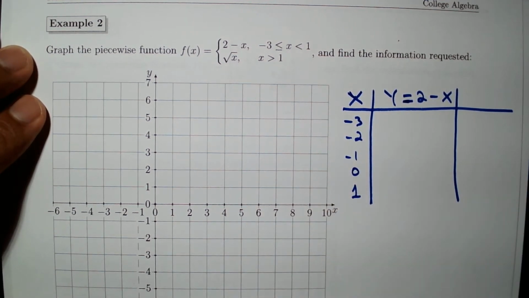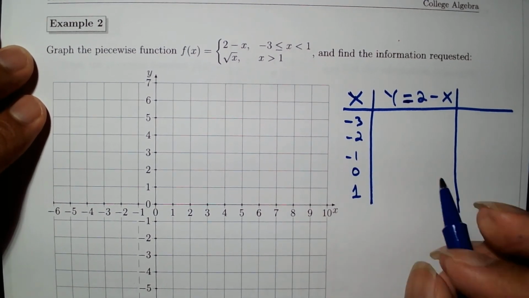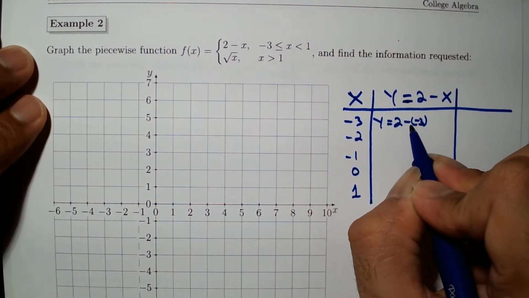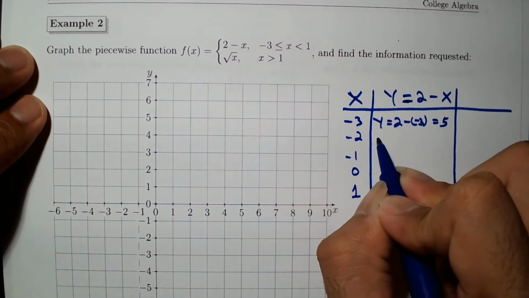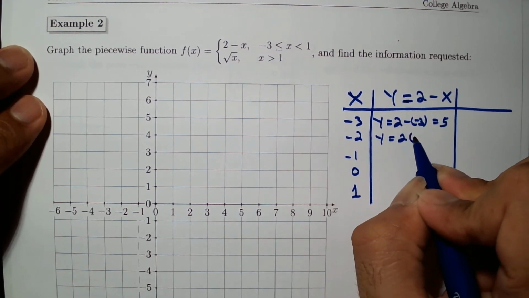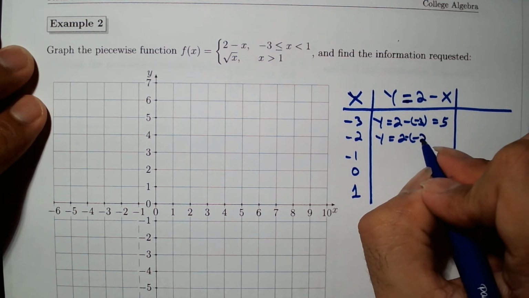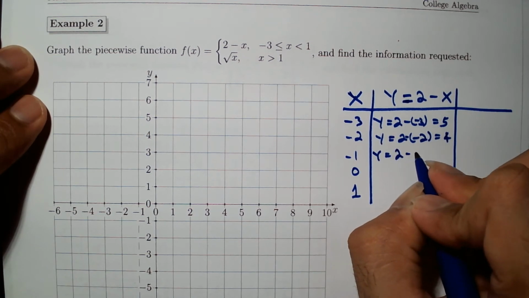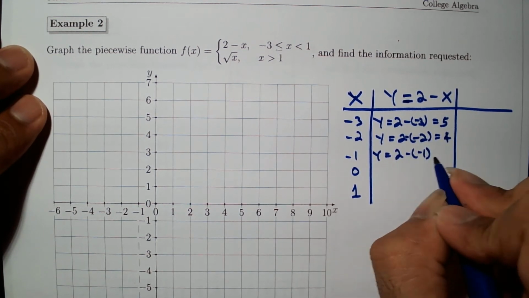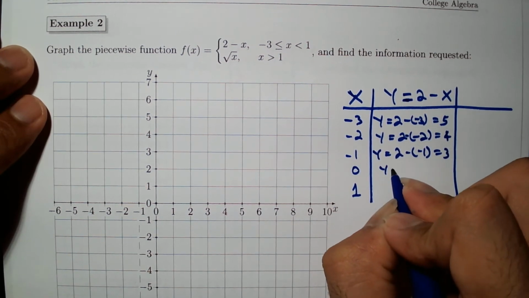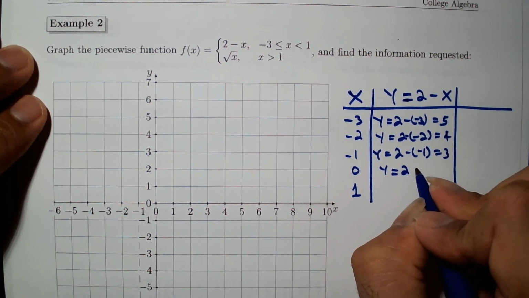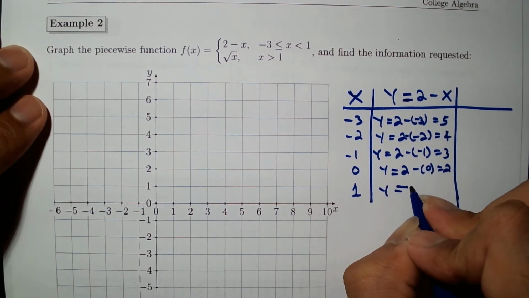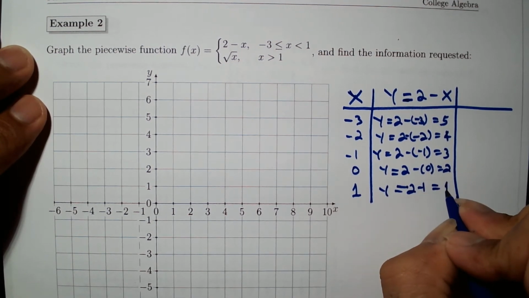and 1. Okay, so let's plug in these numbers and get the answers. Y equals 2 minus -3, which is positive 3 plus 2, equals 5. Y equals 2 minus -2, that's a 4. Y equals 2 minus -1, that's positive 1 plus 2, equals 3. Y equals 2 minus 0, equals 2. And y equals 2 minus 1, that's 1.